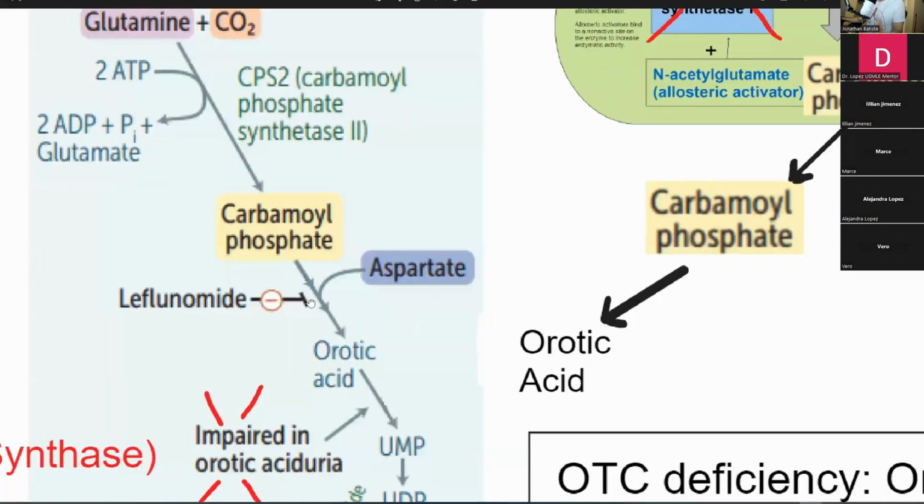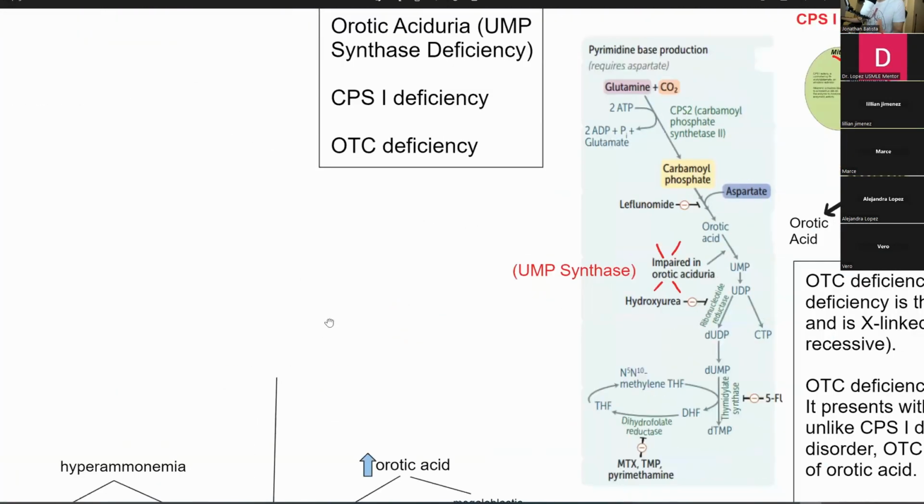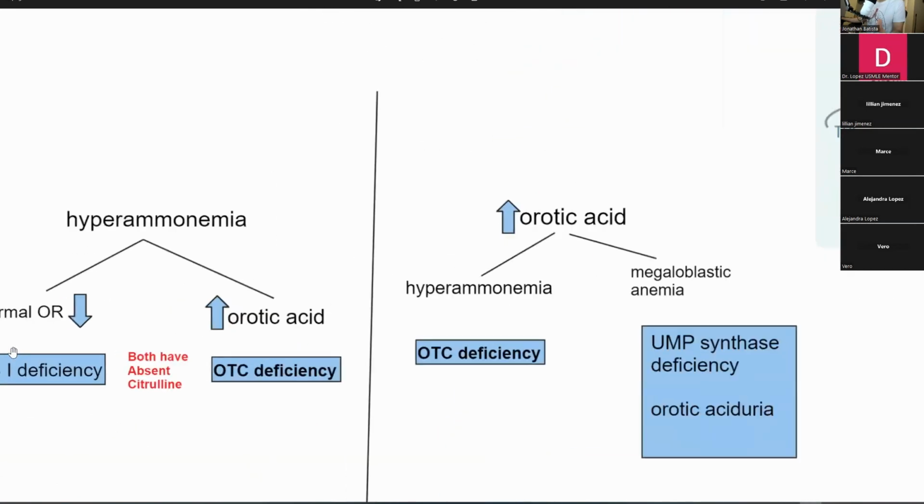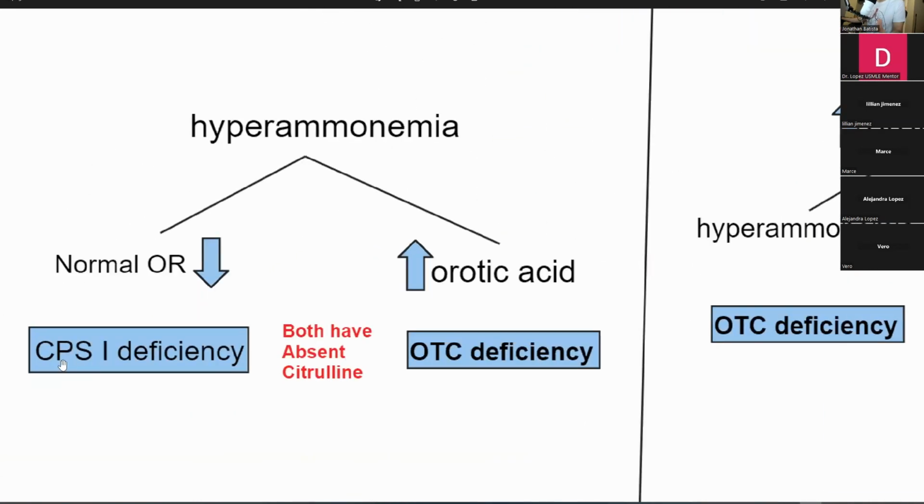Now, the other one will not have increased uric acid. Why? Because they will never make the precursor for uric acid. They're missing their main enzyme. So carbamoyl phosphate never gets made. If carbamoyl phosphate never gets made, then uric acid cannot get made, right?